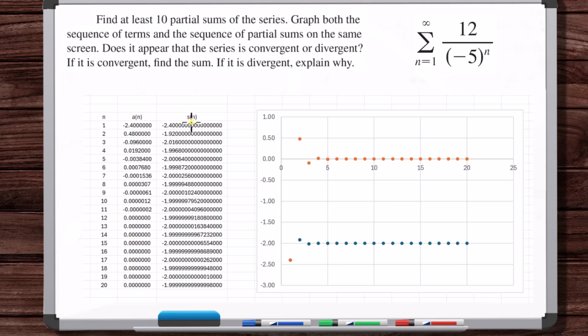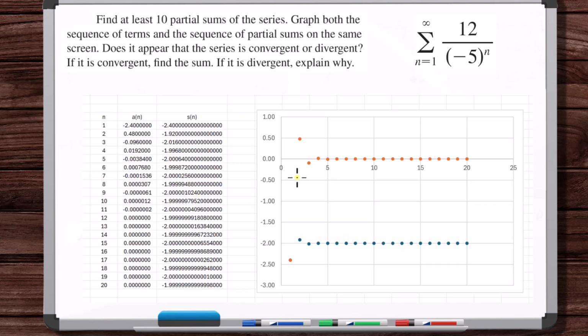Now the s sub n is just the sum of the first term. So these two are the same. This is the sum of these two terms. This is the sum of these three terms. This is the sum of these four terms. This is the sum of these 20 terms.